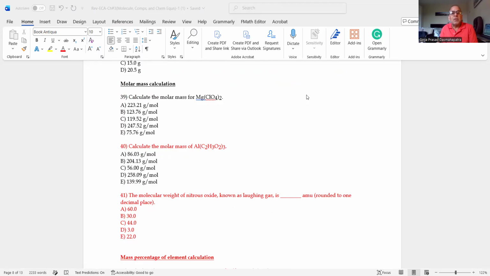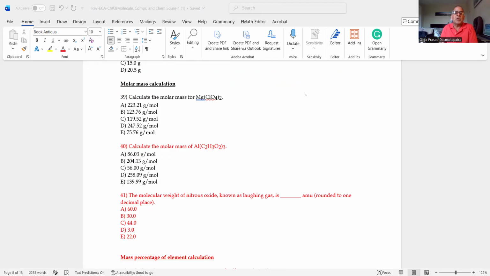So look at it now. We will first be talking about how to find out the molar mass and molecular weight and what the difference between these two is. These two are very close to one another, but we will differentiate.